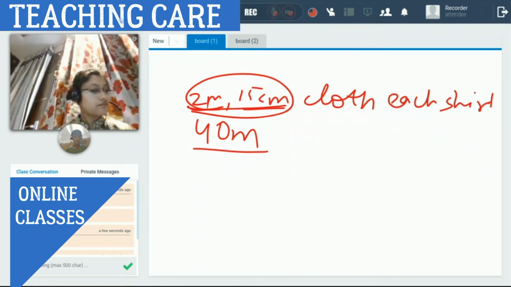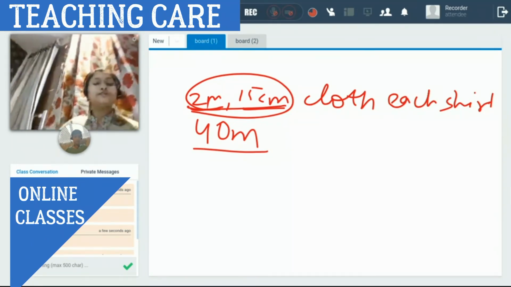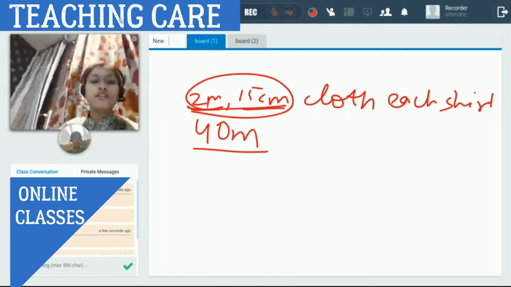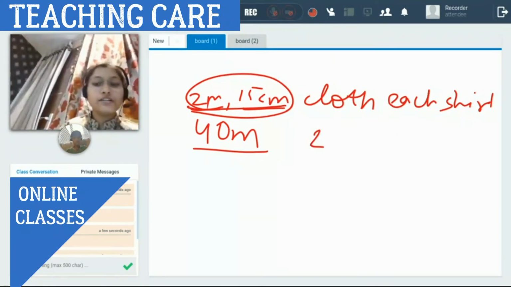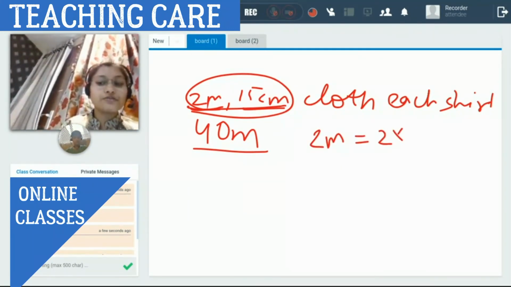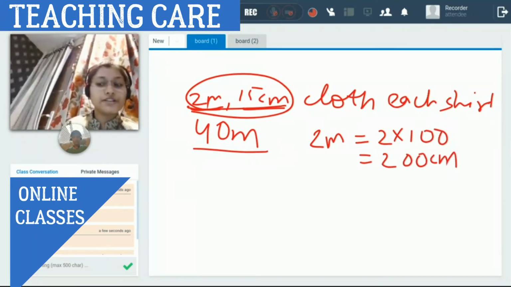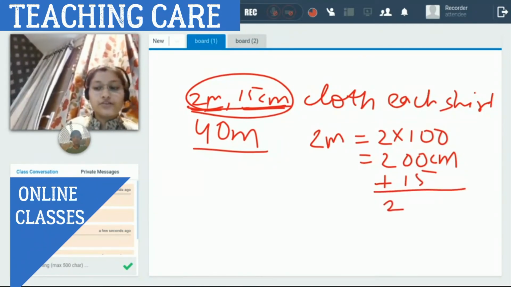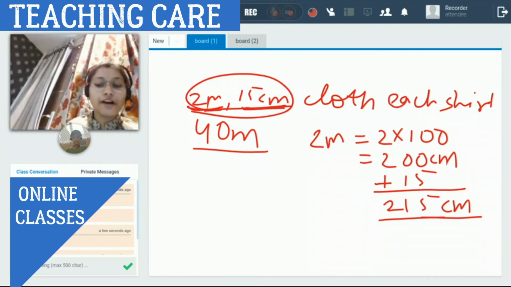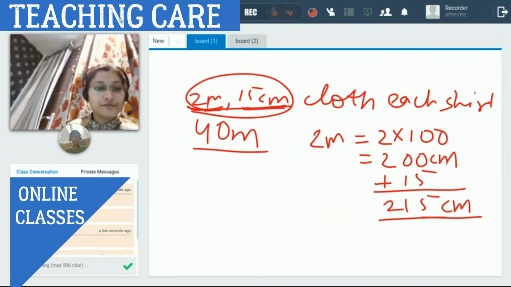It's better if I convert it into centimeter, it should be easy. 2 meter, how much centimeter? 2 into 100, 200 centimeter. So total is 2 meter 15 centimeter, so 200 plus 15, 215 centimeter. So this is the cloth required by each shirt.